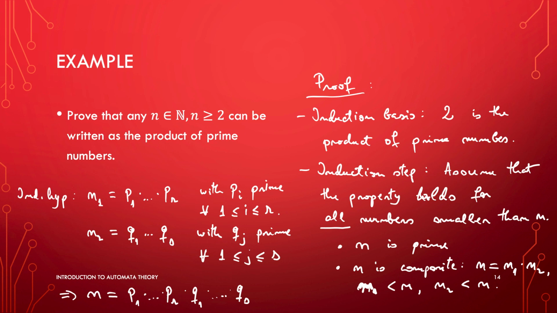So we have established in this way the induction step, and this means now that we have established that our property holds for all numbers greater than or equal to 2 by applying the second induction principle.